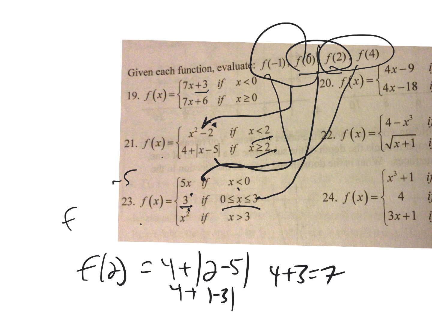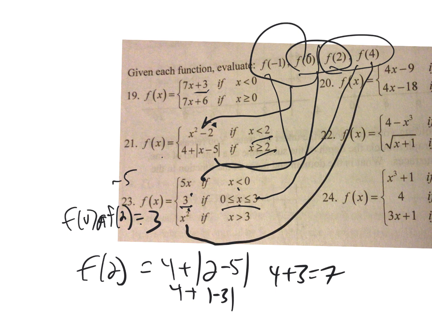For f of 0 and f of 2, they're both equal to 3. Let's say or, that way we don't have double equal signs. And then for x equals 4, we're going to use this piece. It's that easy.